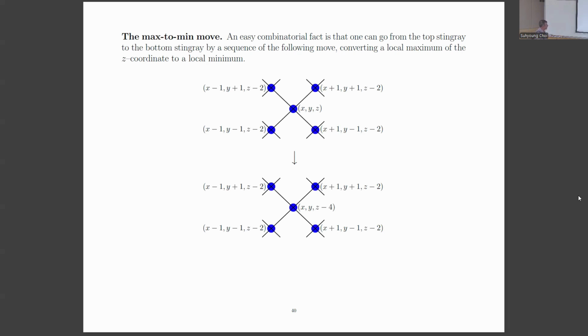And so if I do that, you remember that the class of z modulo 4 is uniquely determined. So if I push down, I have to push down by 4. And then you can check it's still a stingray because you move only by 2 here. But now I went from a local maximum to a local minimum. And it's not hard to see that you can go from any stingray to any stingray by doing that. I mean, it's a little bit of combinatorics.